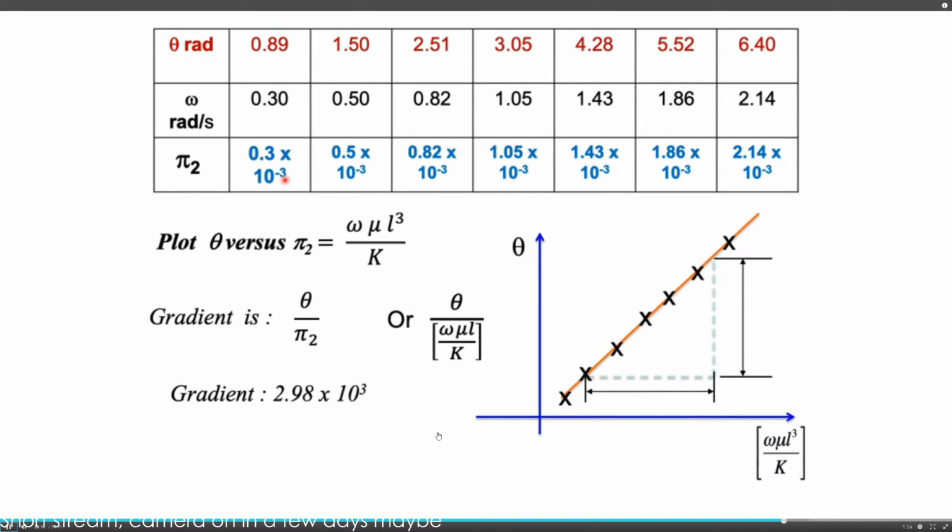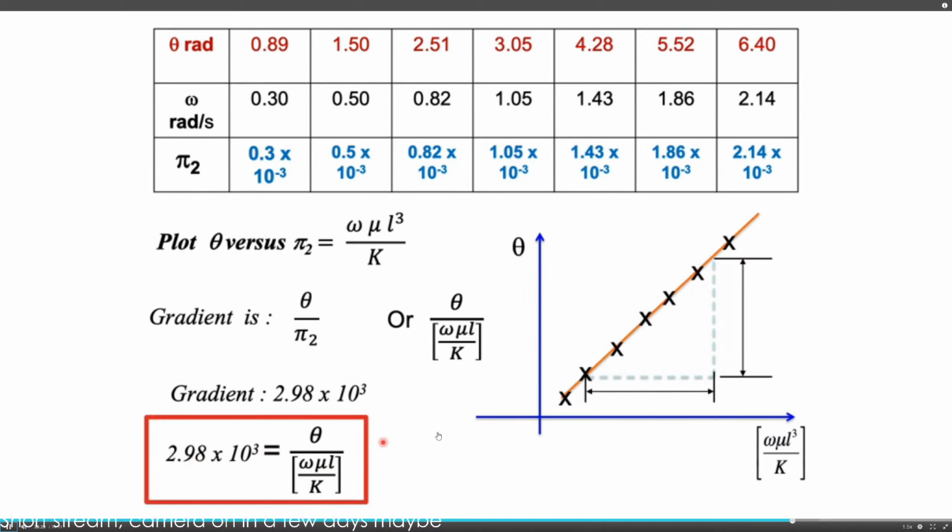That's a gradient. So theta divided by omega mu L cube over K is this term. Sorry, I forgot this, there's an L cube here. So this is an important relationship. I missed out this L cube. This is a functional relationship for this specific viscosity meter.